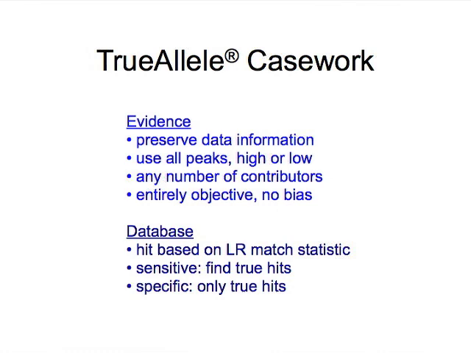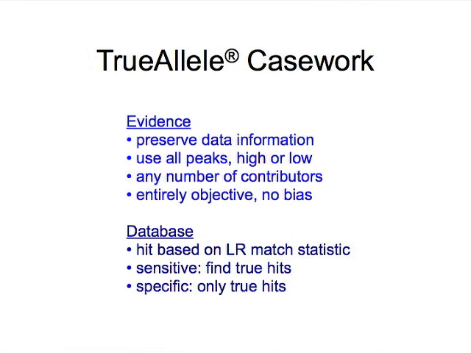TrueAllele is a computer system that has a rich statistical model that's been developed for about the last 15 years. Its goal with evidence is to preserve all of the data information. It uses all the peaks, whether they're high or low. It doesn't touch the data. It just infers from data. It can work with any number of contributors. If you have the world's population in the evidence, that's not going to help very much. But typically for 3, 4, 5 contributors, the models tend to work well.